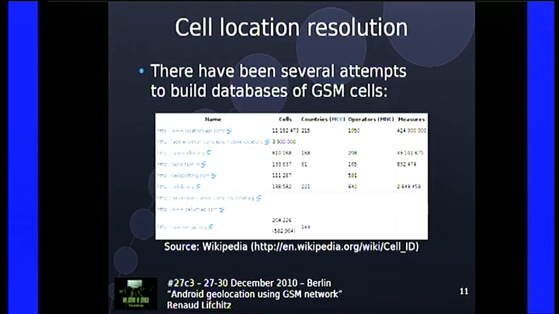Right. So this is not new. There have been several attempts to build databases of GSM cells, because it's not easy to have a clear mapping between those 4 codes and, for example, GPS position. The cells are attributed by network operators, but they keep the database for themselves. So the cell positions are not public, right?